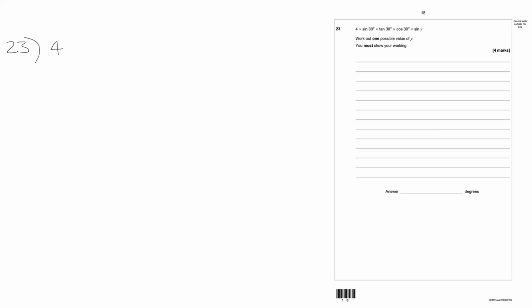So moving on to question 23, we're told that 4 times sine of 30 degrees times the tan of 30 degrees times the cos of 30 degrees is equal to sine y, and we're asked to work out a value of y. What I'm going to make use of here is one of the trig identities, which is that the tan of some number x is equal to the sine of x over the cos of x.